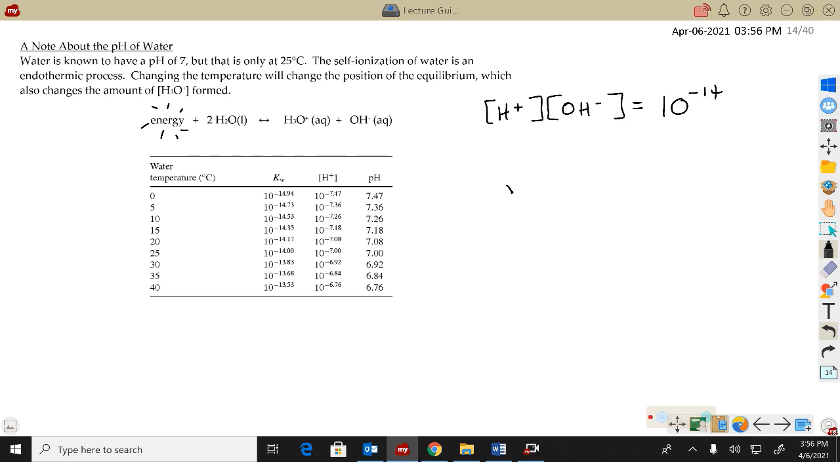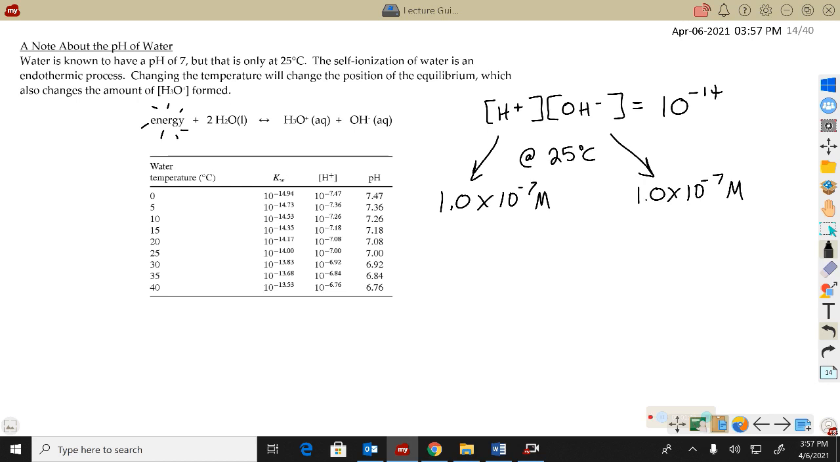In pure water at 25 degrees Celsius, the hydrogen concentration really is 1.0 times 10 to the negative 7, and it's the same as the hydroxide, 1.0 times 10 to the negative 7th molar. Neutral just means that you have the same amount of hydrogen and hydroxide. Water is neutral. Water will always be neutral as long as it's pure.